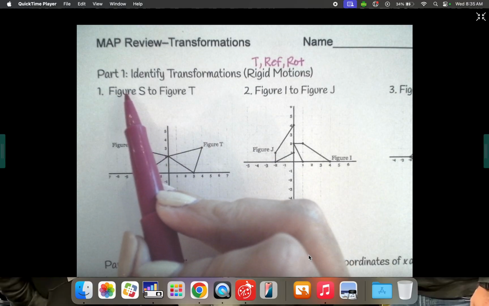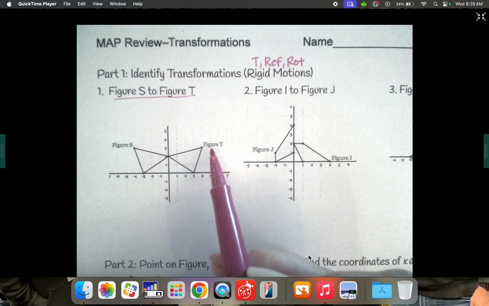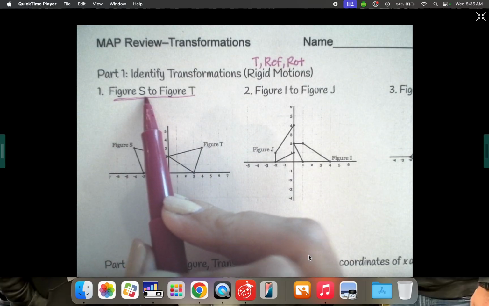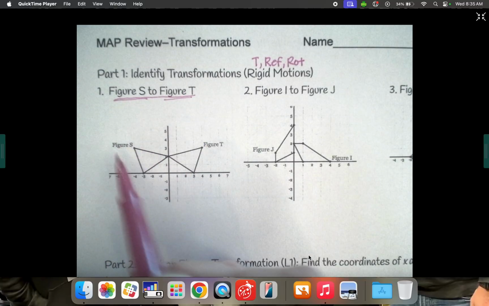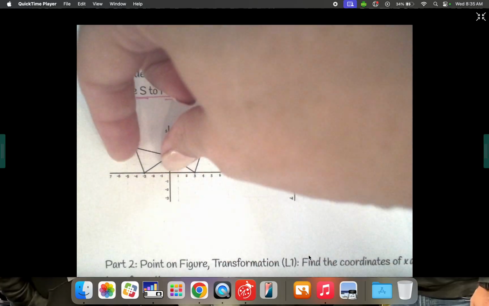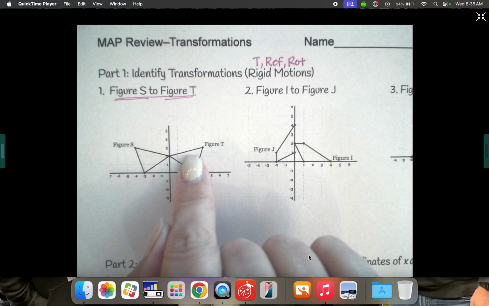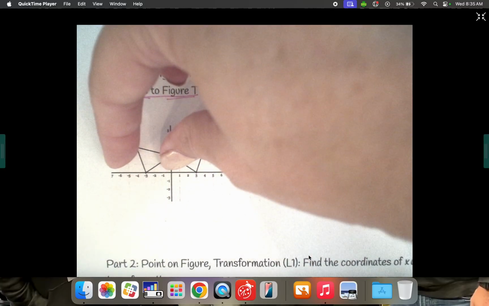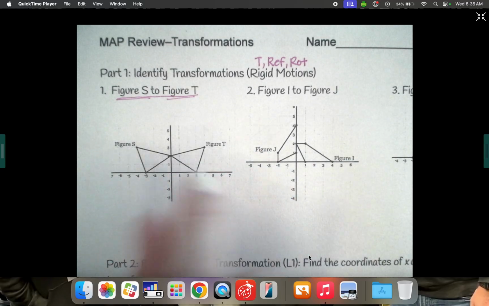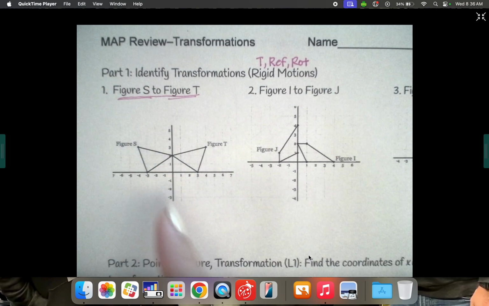So this one says go from figure S to figure T. Be sure you read which one it goes to because you might go figure T to figure S and get it wrong. It wants you to start with S and then go to T. So from S to T, what did we do? I can understand kids who might think that you rotated, but you would never just rotate from this quadrant to this. If you rotated a complete 180, it would land down here. So this one instead just simply reflected over the y-axis.